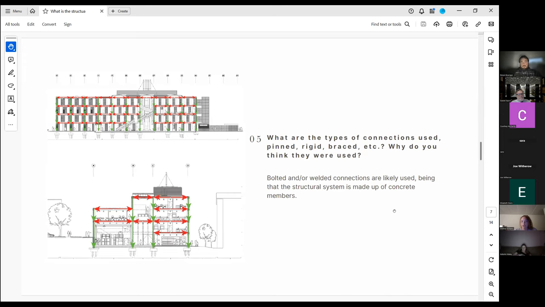As for the connections used, it's likely bolted and or welded connections that are being used because the structural system is made up of concrete members.